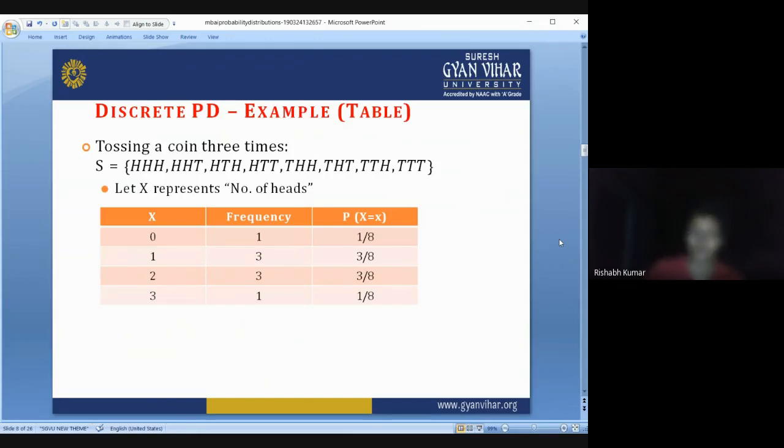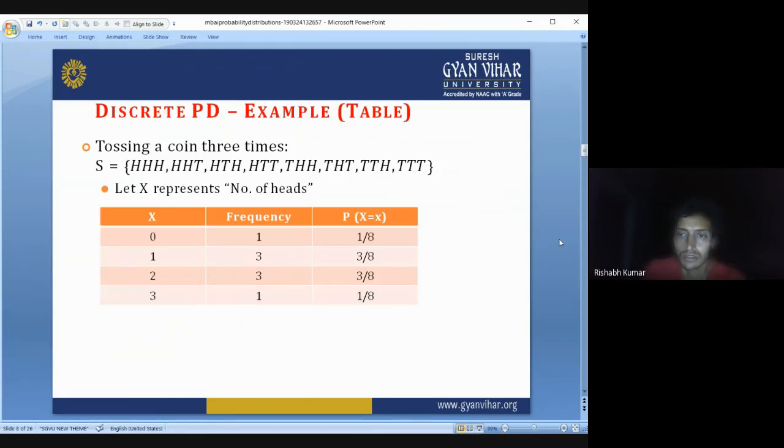So now another example of discrete probability distribution. Tossing a coin 3 times, how many outcomes is it going to give you? Tossing one coin can only give you 2 outcomes, head or tail. Similarly, the second toss is also going to give you 2 outcomes, and the third the same. So the total number of outcomes would be 2 multiplied by 2 multiplied by 2, that is 8. There will be 8 outcomes in total.